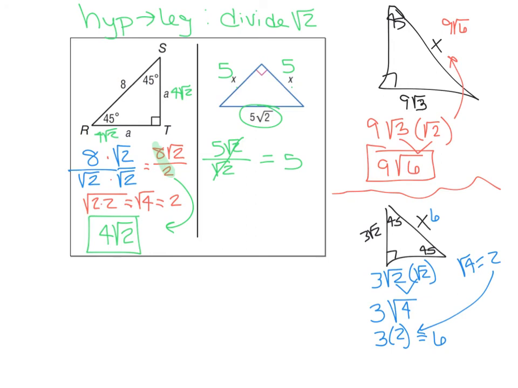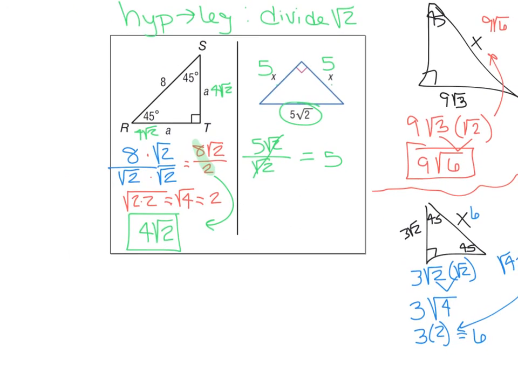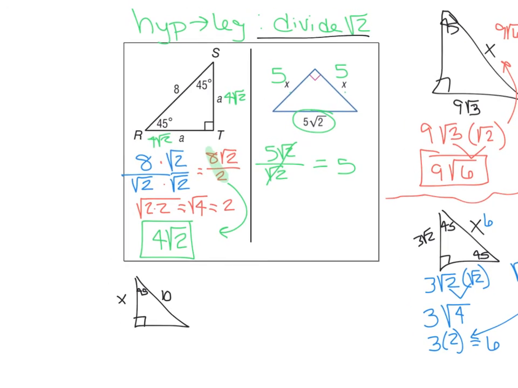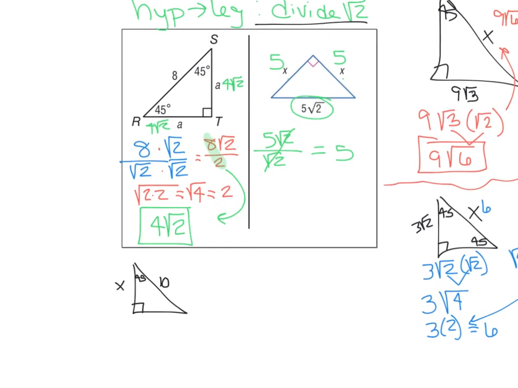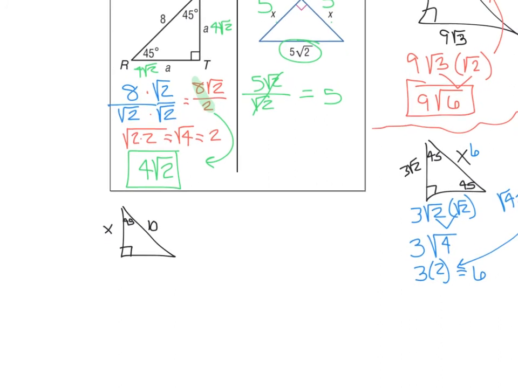All right, and I'm going to do another division problem, a hypotenuse to leg problem. Again, I'm just making these up to give you a few more examples to look at. So we have our 45, 45, 90. Let's say our hypotenuse is 10. Remember, we're going to divide by root 2 if we have the hypotenuse and we're trying to get to the leg. So I have 10 divided by root 2.